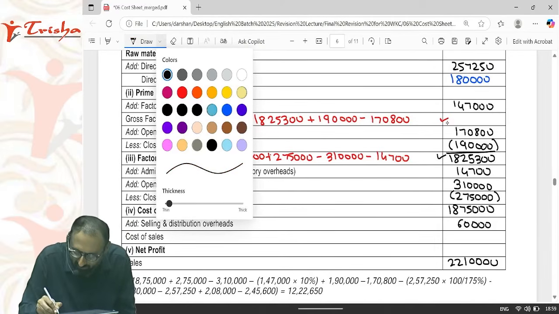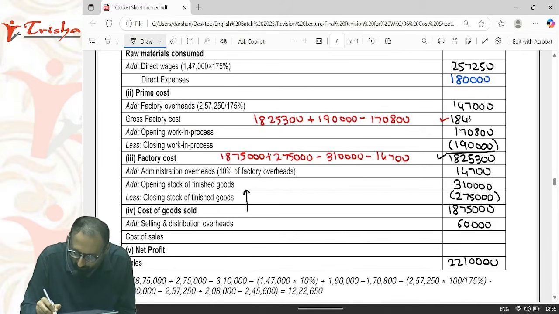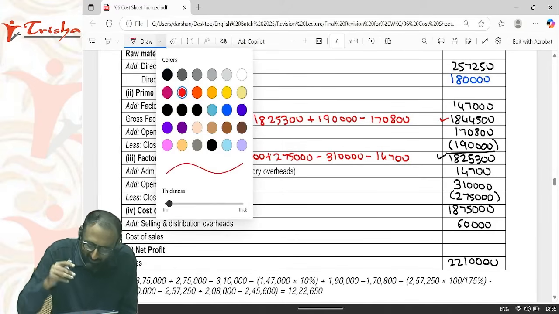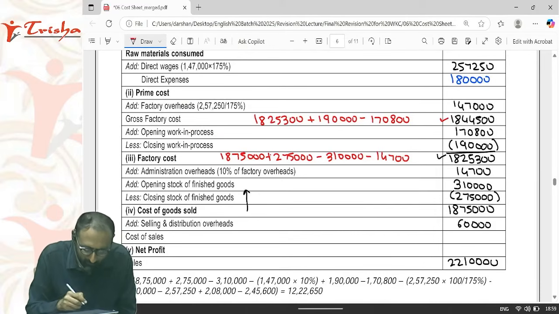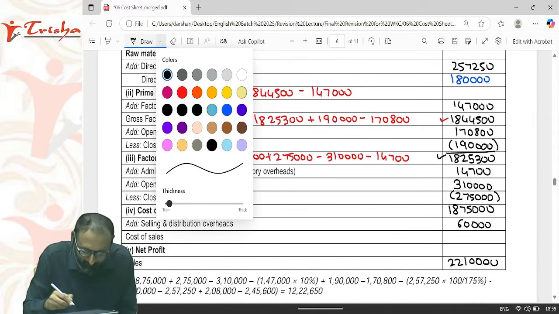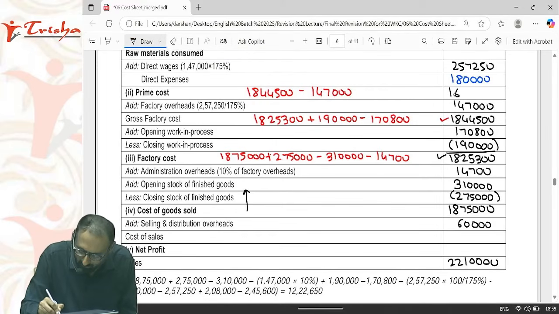What is your answer? 18 lakhs 44,500. Please tell me what I am going to write there in case of prime cost. How much is the prime cost? 18 lakh 44,500 minus 1 lakh 47,000. Tell me the answer. 16 lakh 97,500.